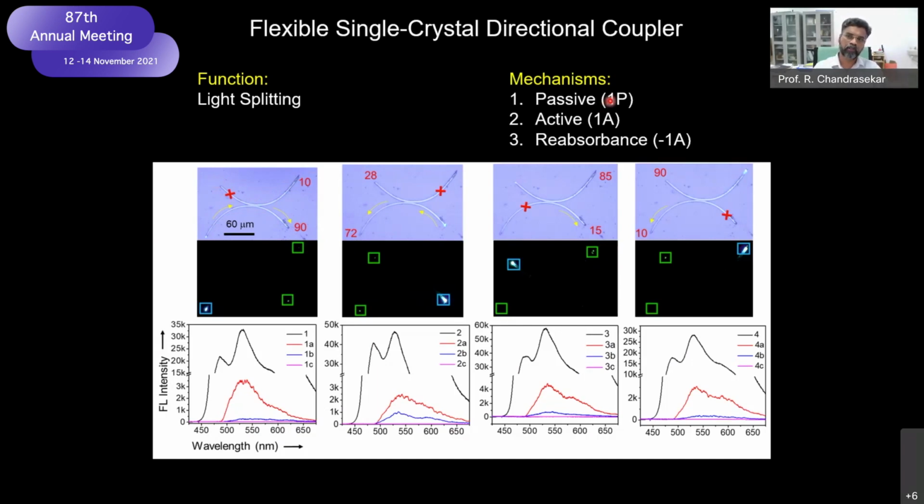The functions which are incorporated in the circuits are passive functions, because the fluorescent light is coupled here, and it propagates, and there is a reabsorption also happening. If you look at here, there is a reabsorption, so the bandwidth also changes. Once it evanescently couples to the neighboring crystal, the light passively goes here. So we have active and passive and bandwidth alteration also happening. And these are the mechanisms one can incorporate in organic PICs.